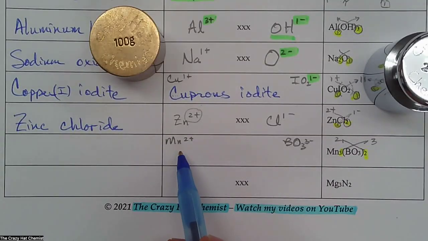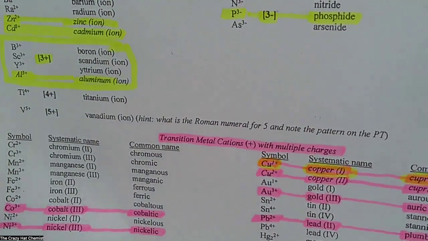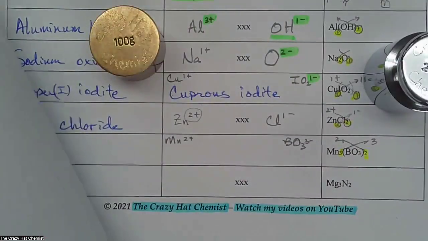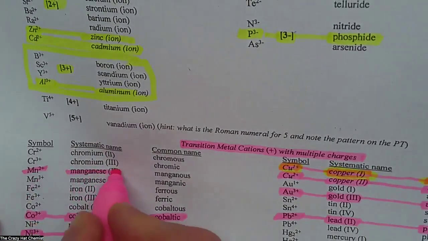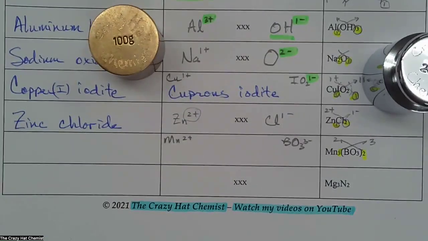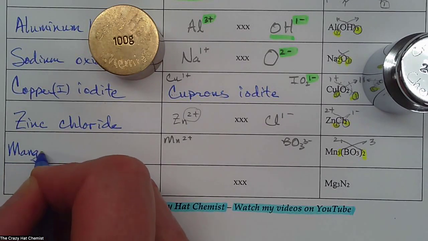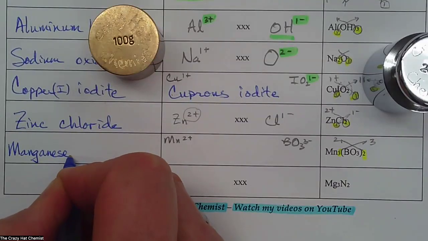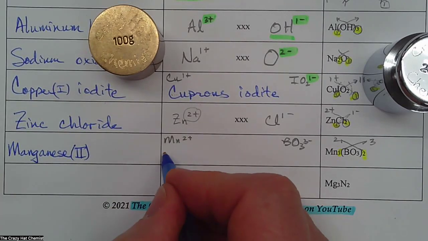So I'm going to find Mn 2 plus, and that will be in the transition metal cations. And here it is. Get that pink highlighter. It's a 2 plus of this. And so there's 2 plus, and that's called manganese 2 or manganese. So I'm going to write that down for the common name and the systematic name. Magnesium, sorry, manganese. Manganese. That's Roman numeral 2 because it has a 2 plus charge, or manganese.